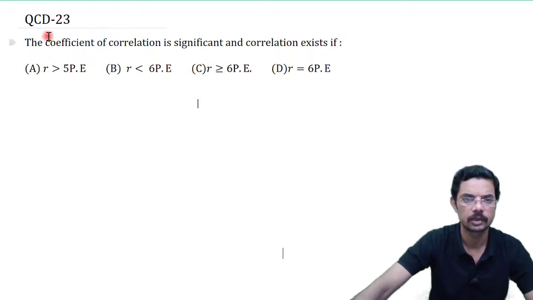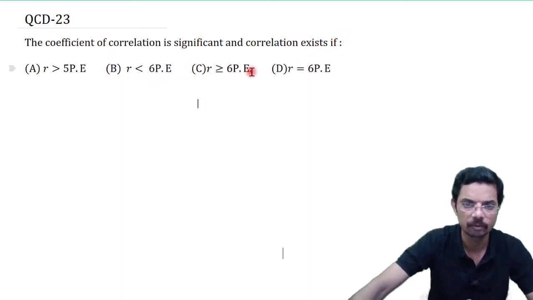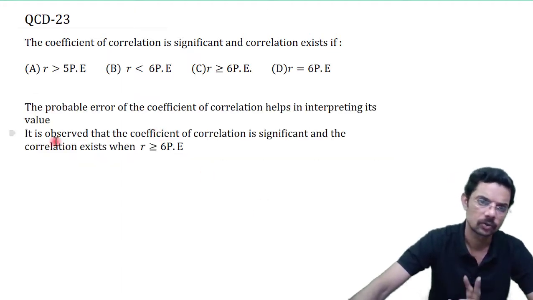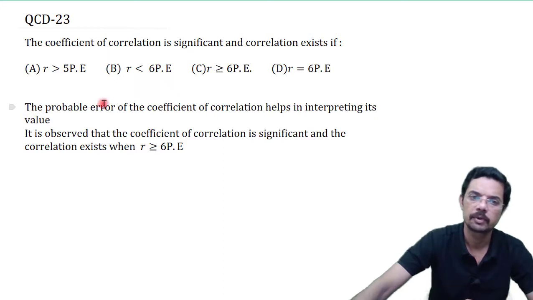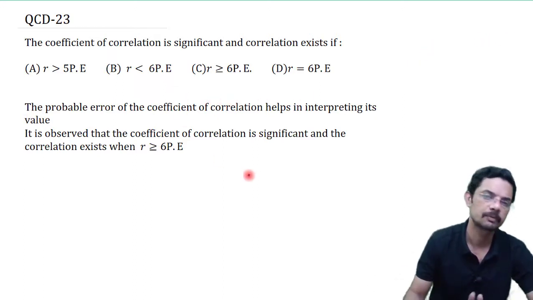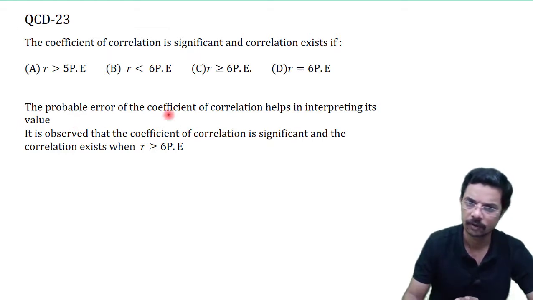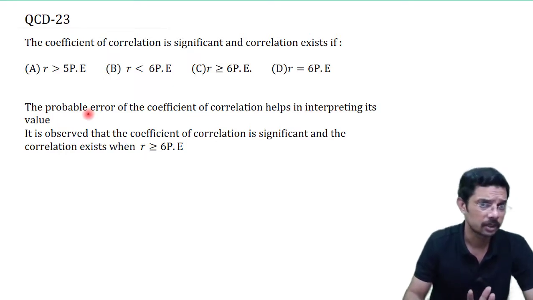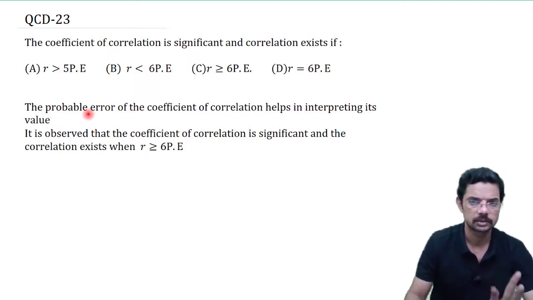In question number 23, the coefficient of correlation is significant and the correlation exists if r is greater than 6 into PE. What is PE? PE is the probable error. So let us understand what it is. The probable error of a coefficient of correlation helps us in interpreting its value only, whether it is correct or wrong.